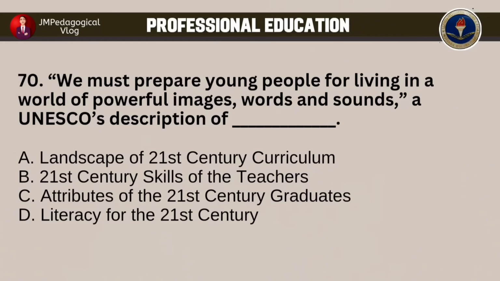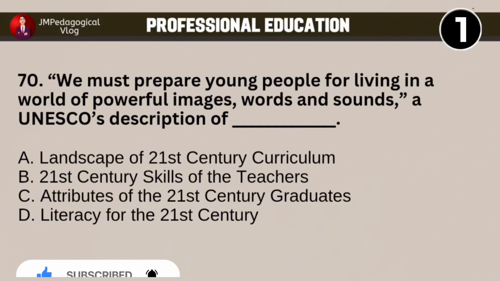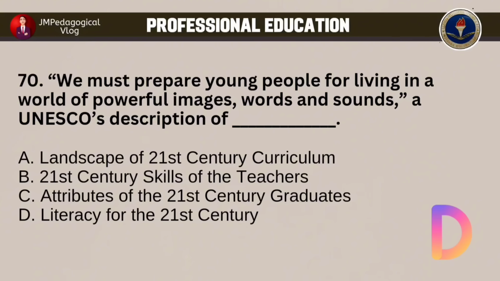70. We must prepare young people for living in a world of powerful images, words and sounds, a UNESCO's description of: A. Landscape of 21st century curriculum. B. 21st century skills of the teachers. C. Attributes of the 21st century graduates. D. Literacy for the 21st century. D. Literacy for the 21st century.